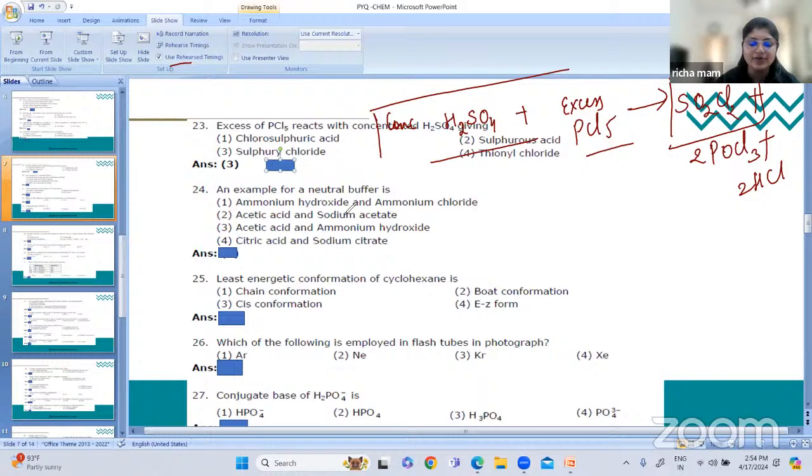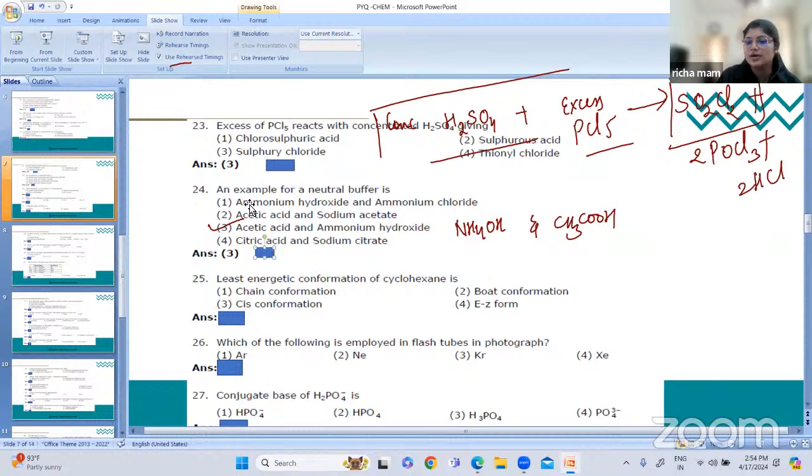So neutral buffer, how is it formed? It is produced by mixing weak acid and weak base, right? So here, which is a weak acid and which is the weak base? So among the following, the answer is what? Ammonium hydroxide and acetic acid. Right. So this is a weak acid and weak base. Option number 3. Okay, option number 3 is the answer. Okay. Let us go for the next one.